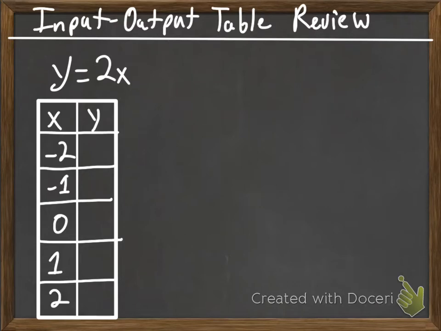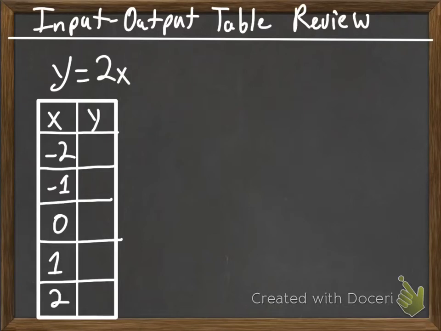So we're going to do a review of our input-output tables, because all we're going to do for these are input-output tables, because that's the easiest way for us to do them. So we're going to start with y equals 2x, and the five numbers that we're going to pick are -2, -1, 0, 1, and 2. Now the first time we did input-output tables, I said, hey, you can pick anything you want, but these are the numbers I prefer. When we do these exponential functions, these are the numbers I want you to pick, and you'll see why when we actually do one of these.